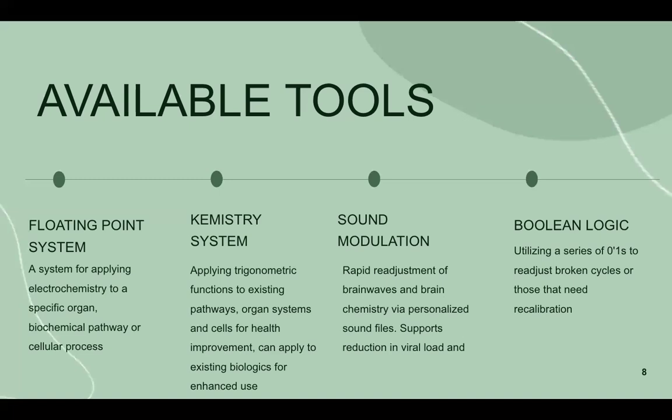I grew one of those seeds for that, and it was using the system floating point system, right? So these are some of the available tools that we have, a floating point system. You can apply it to a specific organ, a biochemical pathway or cellular process. Now, some of you are wondering, how would I be able to do that on the physical body? You can use sound modulation, which I want to look into first.